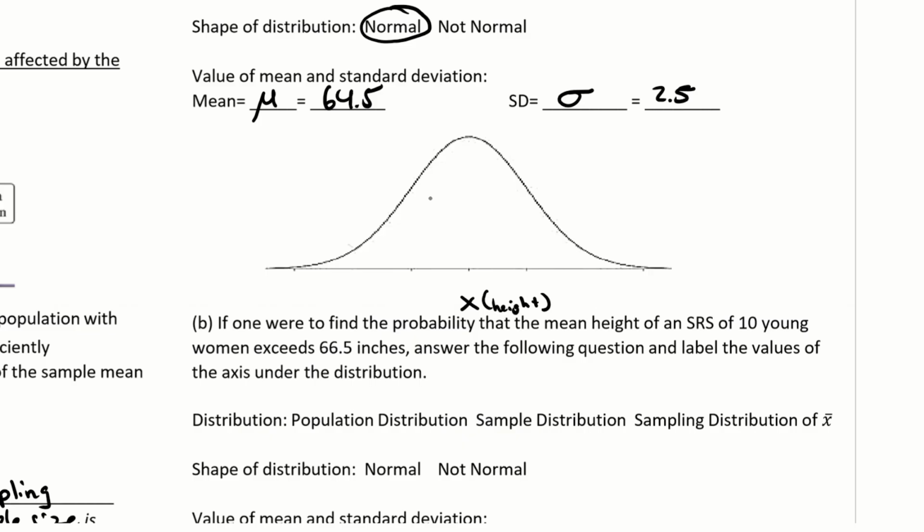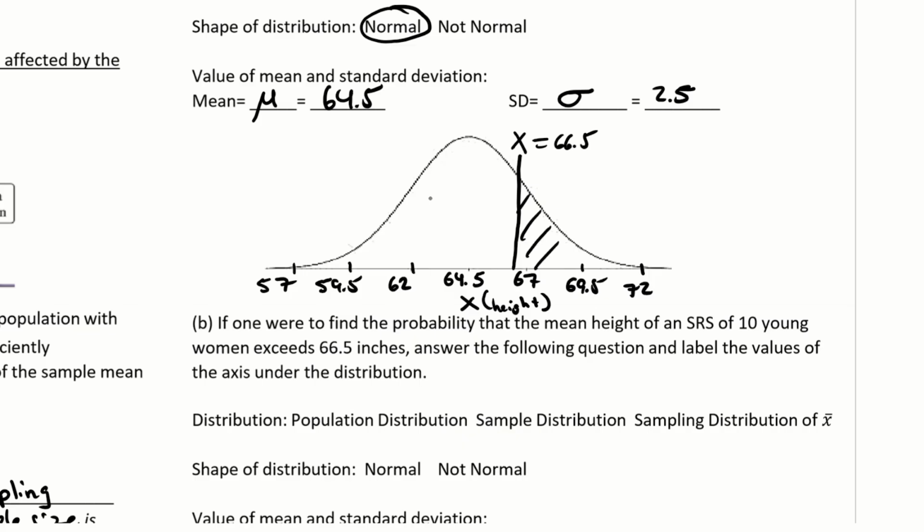So we have 64.5 for the mean, and we're going to add the standard deviation to the right and subtract it on the left: 67, 69.5, and then 72 here. We're going 3 standard deviations on the left and on the right, which is typical. And 59.5, and then lastly 57. Okay, and we're going to mark where we want the probability to be, 66.5. That's what they asked for.